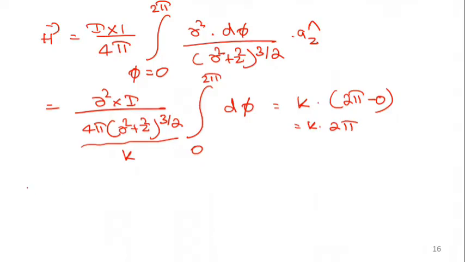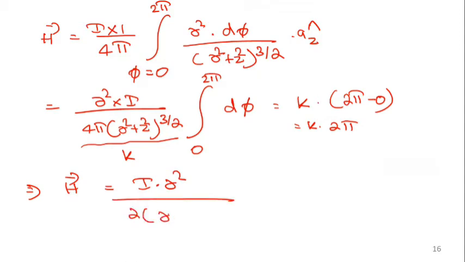This implies the magnetic field intensity H will be equal to I into R square divided by 2 into R square plus Z square, the whole raised to 3 by 2, into AZ. It is along the Z axis only. In the first figure, the circular ring, it is along the Z axis, so it is along AZ only.